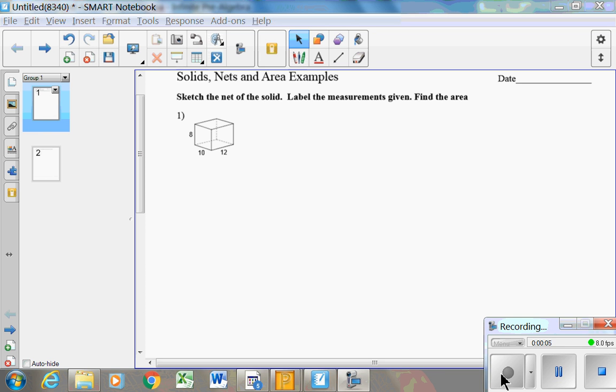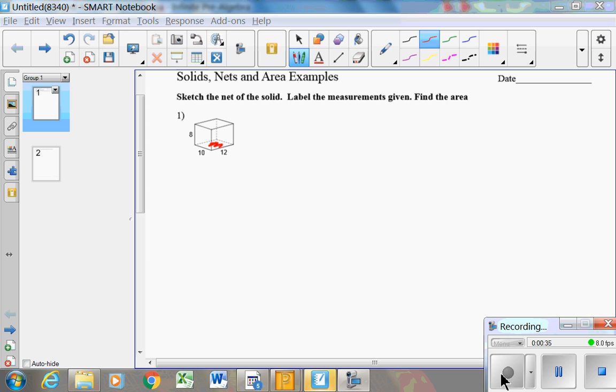Sorry about the husky voice here, but we're going to work through a couple of examples and try and show you what it is that we want to be able to apply finding area to. When we talk about sketching the net of a solid, we're talking about taking a shape and unfolding it, kind of like a Kleenex box or a cereal box. If you cut the top off and unfold it, we have some parts we want to talk about.